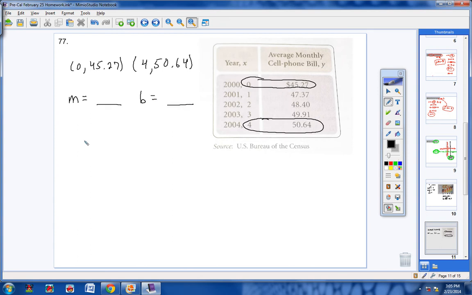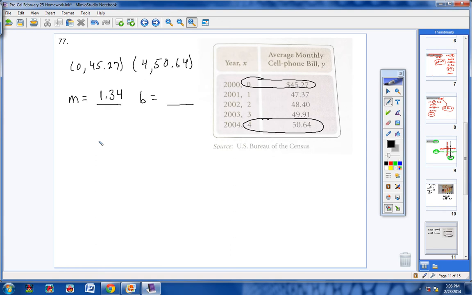M and B. Well, let's first of all find the slope. We have 45.27 y minus y, 50.64 over x minus x, 0 minus 4. So let me grab my calculator real quick. 45.27 minus 50.64 would give you negative 5.37 over negative 4. So if we type that into our calculators, I'm going to go ahead and round the slope to 1.34. Now, if you rounded somewhere else, that's fine. I'm just estimating 1.34. A negative divided by a negative is a positive.